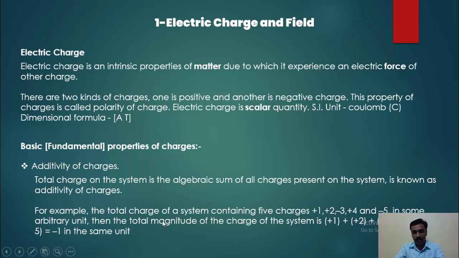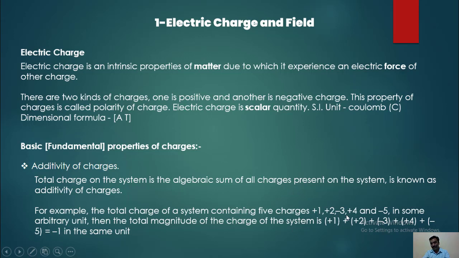Now, the total magnitude of the charge of the system is given by this property. Check out 1 plus 2 plus minus 3 plus 4 and minus 5. Minus 3 minus 5 is total minus 8, and 1 plus 2 is 3, 3 plus 4 is 7. So minus 8 and 7, the total addition becomes minus 1. So this is the total charge on the system.